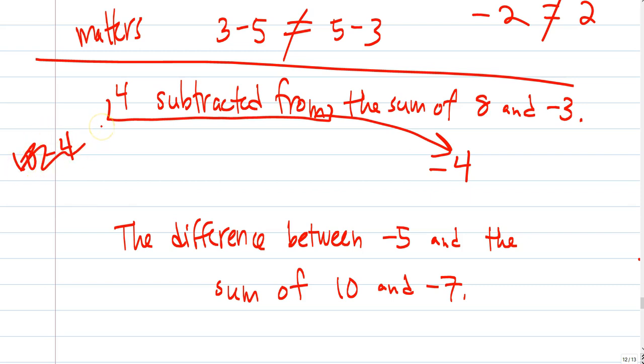The sum, that means we're going to add 8 and negative 3. So 4 is going to be subtracted from this grouping, this sum of 8 and negative 3. Okay? We can now evaluate this. 8 plus negative 3, if I have 8 positives and 3 negatives, hopefully by now we know that those cancel, so that I end up with 5 positives.